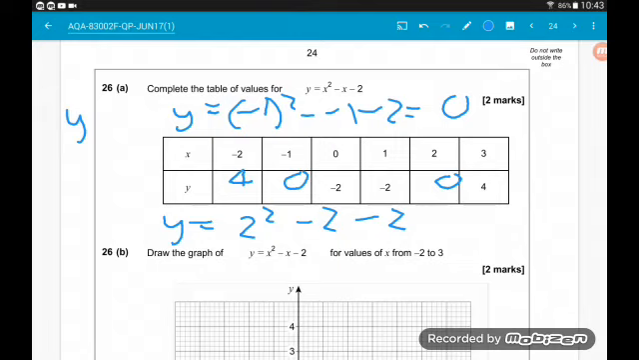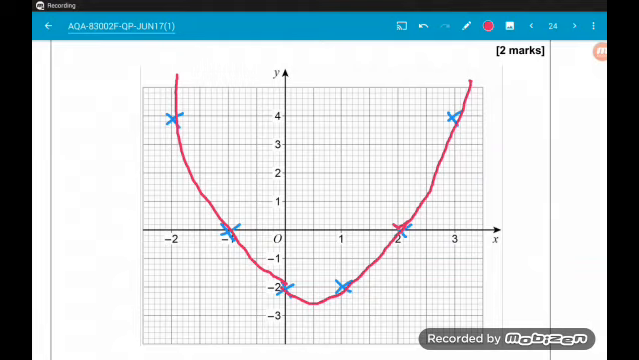We now need to plot each one and join them up with a freehand curve, and you will get something that looks like this. So, that's our graph. If you got something like that, well done. Job's a good one.